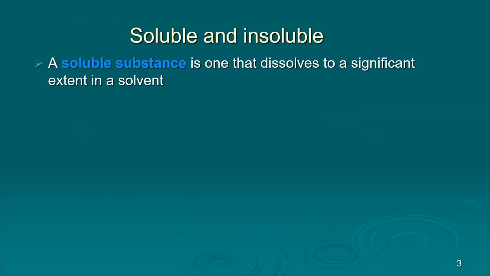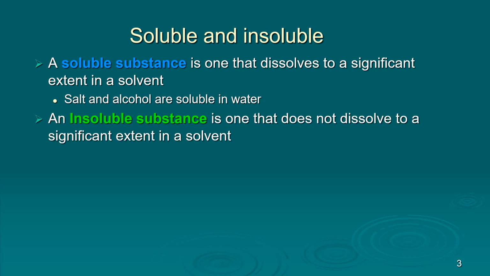All right, so a soluble substance is one that dissolves to a significant extent in a solvent. So something that is soluble will dissolve. Just like anything, there's a wide range of solubilities, which we get into later in the semester, but if something dissolves, we call it soluble. So both salt and alcohol are soluble in water because they totally mix with water.